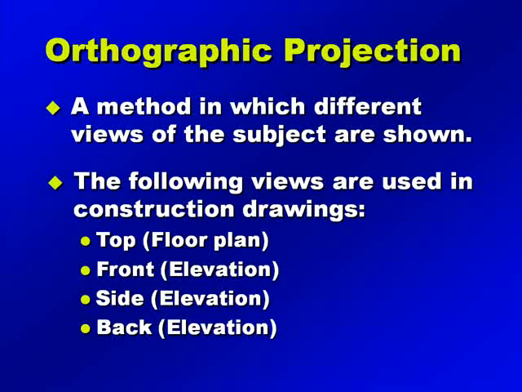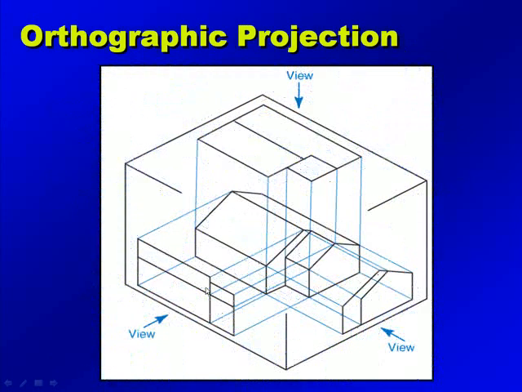Okay, now orthographic projections are a method in which different views of an object are shown. Generally, if you're looking straight down at an object in construction, that's called the floor plan. If you look from the sides, front, or back, generally that's called an elevation. Okay, for example, let's look at this projection here.